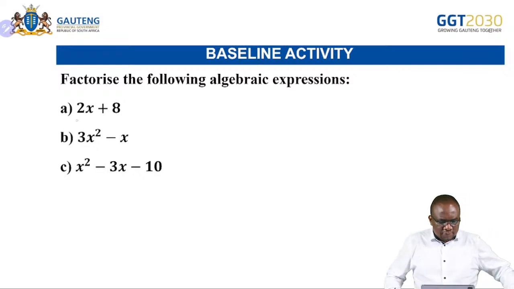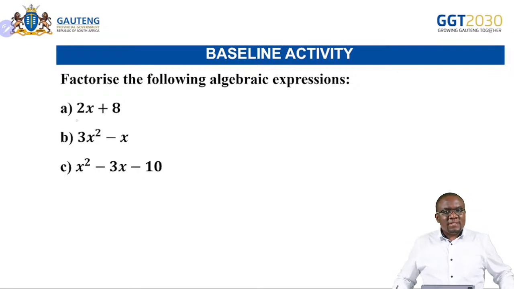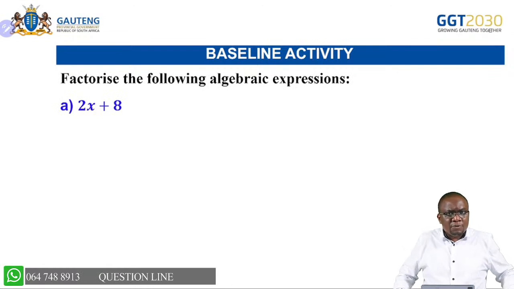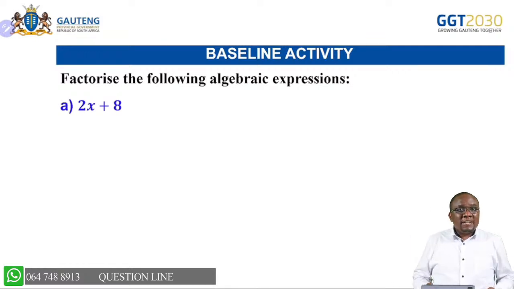Welcome back. Right, what did you say about factorization? The first thing we check is, is there any highest common factor? You look at your two terms and check if there's a common factor there. So let's start with A. Do we have a common factor there? 2x and 8, do we have a highest common factor? If we have it, what is it? It is 2.